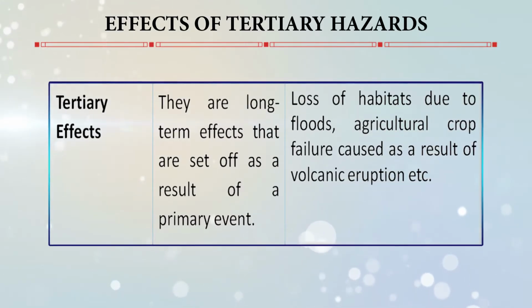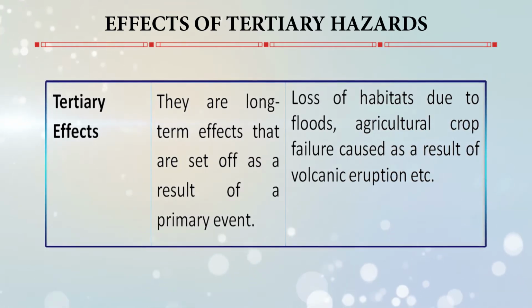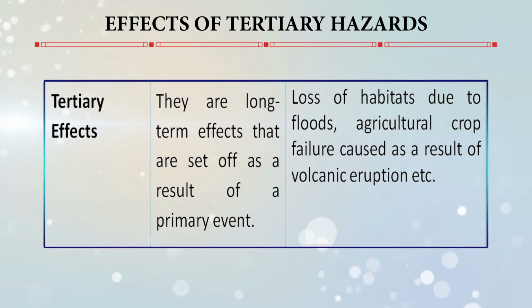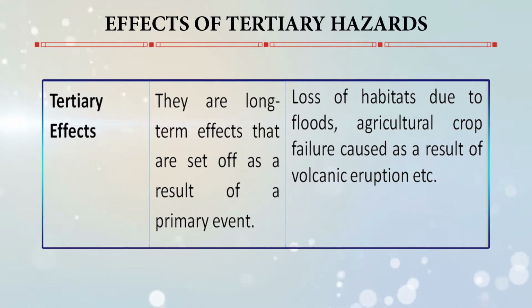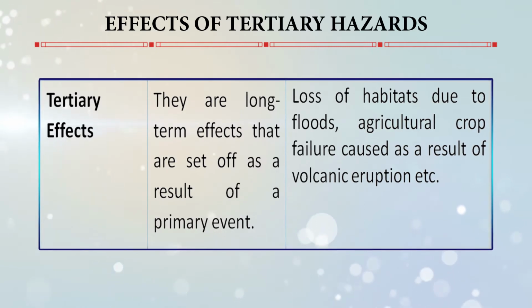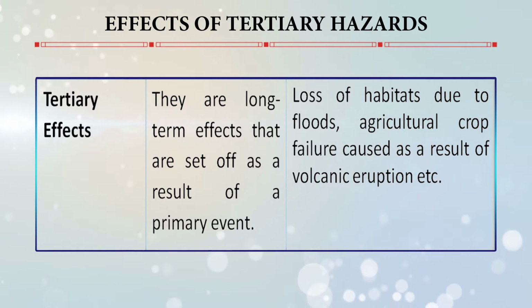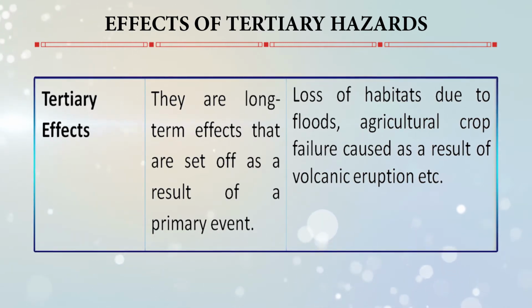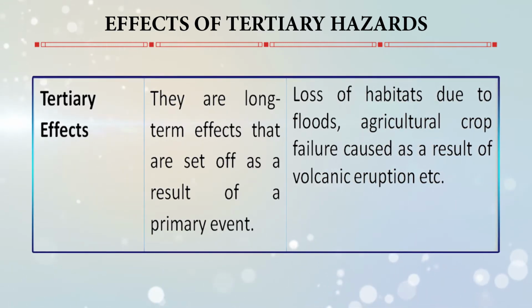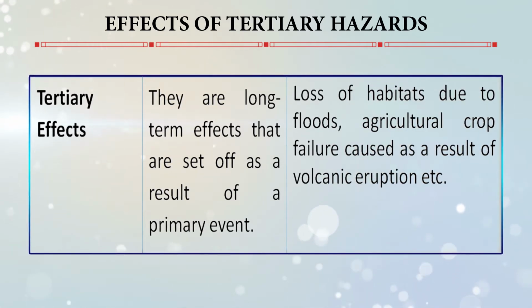Also, there are tertiary effects. These are the long term effects and are set off again as a result of the primary event. It is a long term effect because there can be loss of habitat. An entire area can be devoid of crop or plant growth and habitat just because of floods. There can be agricultural crop failure because of volcanic eruption. So, that entire land can actually go dry.